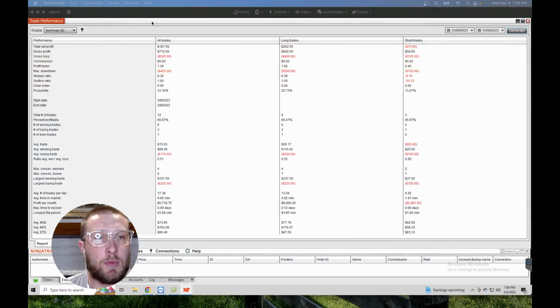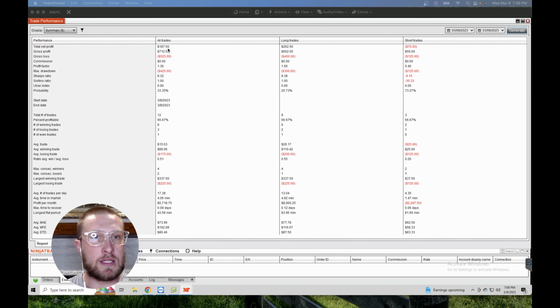This is my trade performance for NinjaTrader, and the first thing I want to bring attention to is total net profit here. I finished the day at $187.50. Keep in mind this is an evaluation account, so I am just under my 50K evaluation account. My first day trading on this account, I ended up losing $350. So this $187 is moving me back towards 50K, and then I can start going towards that 3K profit.